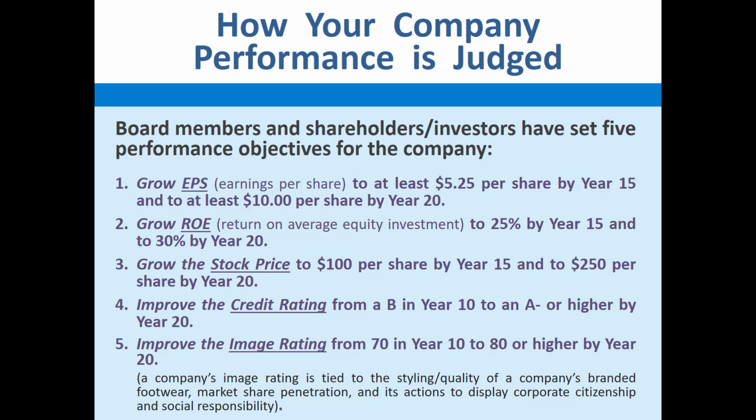When you look at the footwear industry report at the top of each section, you will see the yearly expectations. In the next slide, I will show you a snippet of the EPS section, and you can see in parentheses under each year the investor expectations. It is the same for each of the sections that correspond to the 5 metrics. So you can see here, growing your EPS to at least $5.25 per share by year 15 and to at least $10 per share by year 20.